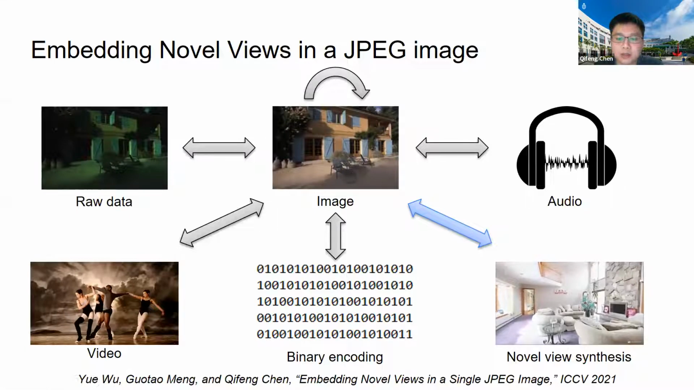Later, we also looked into the very hot topic, novel view synthesis. We see there are a lot of novel view synthesis results, especially with NeRF. So we think about how we can store such a model, and how we can share a novel view model more easily. Can a single JPEG image achieve such a task?